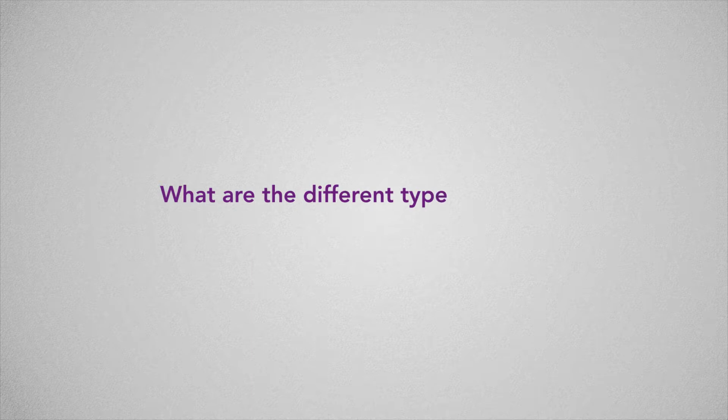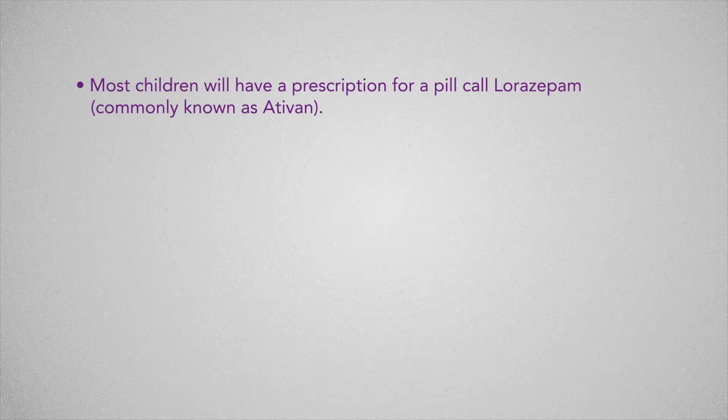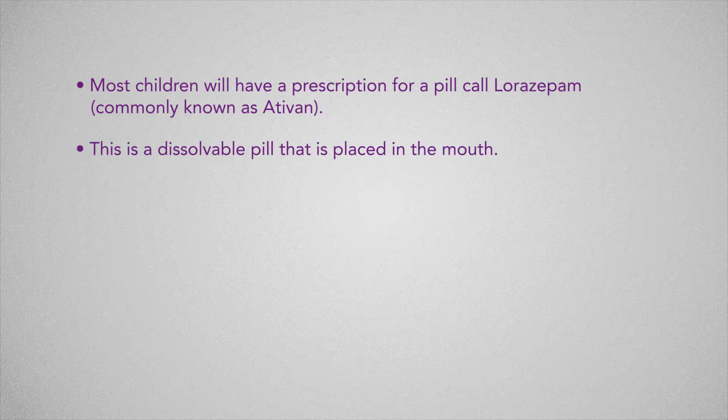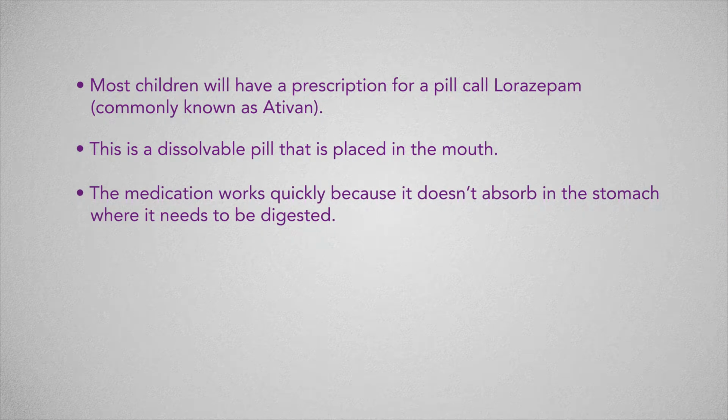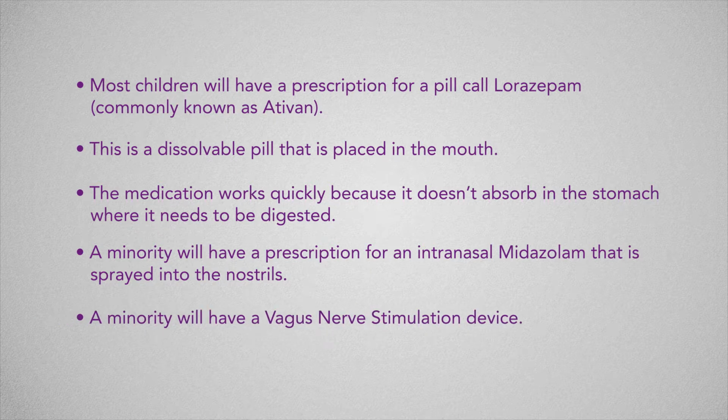What are the different types of rescue medications for students with epilepsy? Most children will have a prescription for a pill called lorazepam, commonly known as Ativan. This is a dissolvable pill that is placed in the mouth. The medication works quickly because it doesn't absorb in the stomach where it needs to be digested. A minority will have a prescription for an intranasal lorazepam that is sprayed into the nostrils. A minority will have a vagus nerve stimulation device.